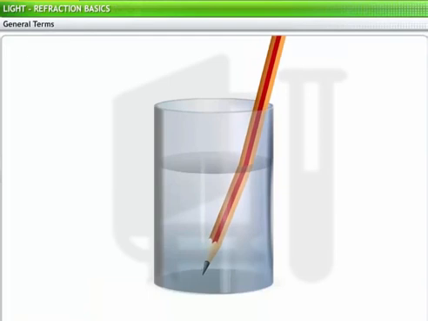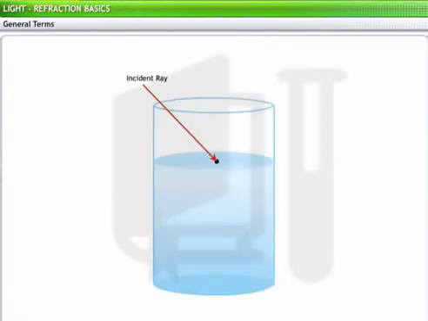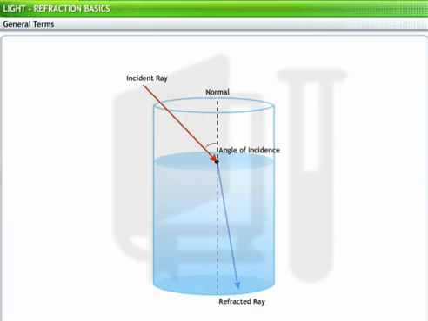Let's examine refraction of light as we saw it in the pencil and look at various terms associated with this phenomenon. The ray of light that is incident on a surface is called the incident ray. The ray that deviates at the point of incidence due to a change in medium is called the refracted ray. The perpendicular line between the two media is called the normal. The angle formed between the incident ray and the normal at the point of incidence is known as angle of incidence. The angle between the normal and the refracted ray is known as angle of refraction.